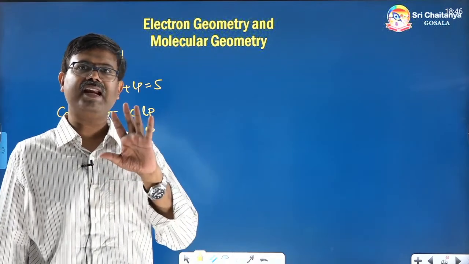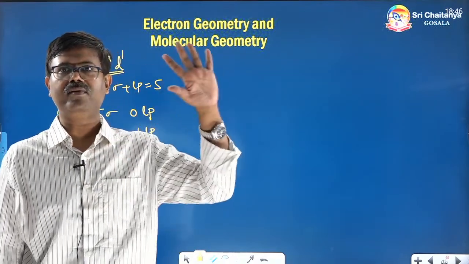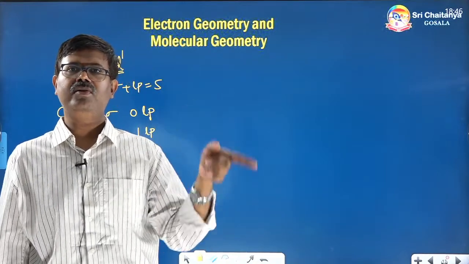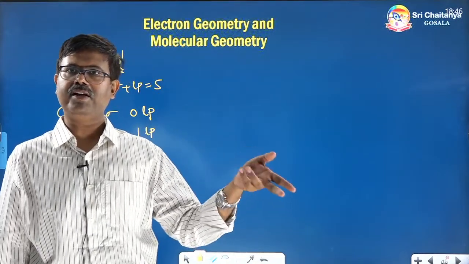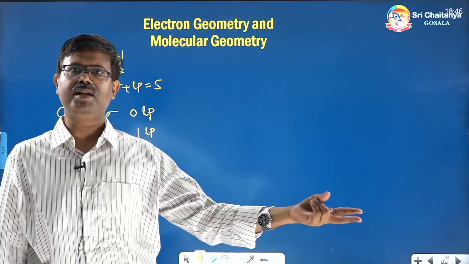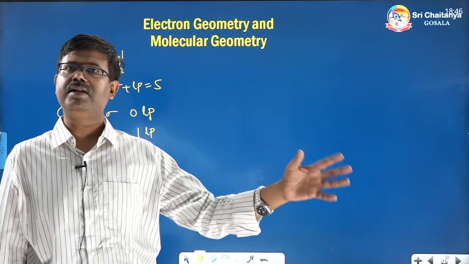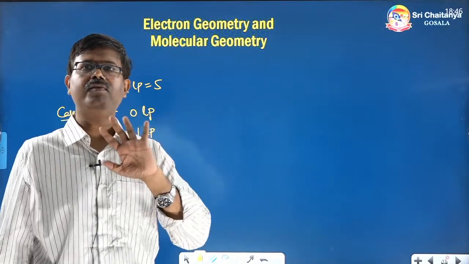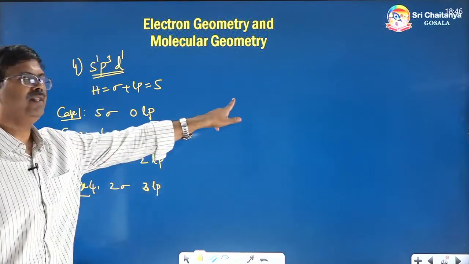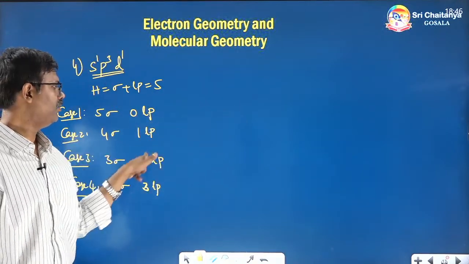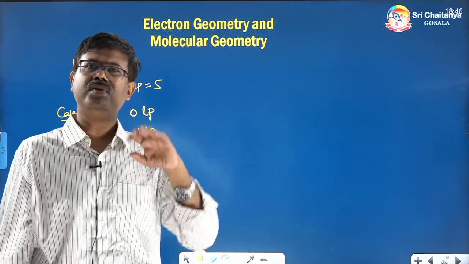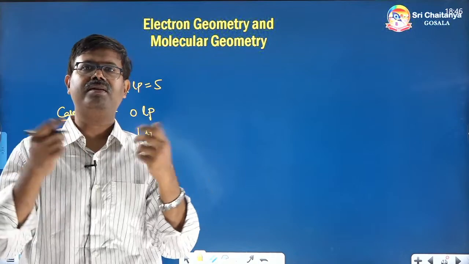Now I will just write the names. Earlier we have seen in sp3: 0 lone pairs, tetrahedral; 1 lone pair, pyramidal or trigonal pyramidal; 2 lone pairs, in sp3 hybridization case, it is angular or bent. Same way we will just write the shape names. 0 lone pairs, what will be the shape name? 1 lone pair, 2 lone pairs, 3 lone pairs. That is sufficient to answer such questions. We need not draw and see what is the scenario.